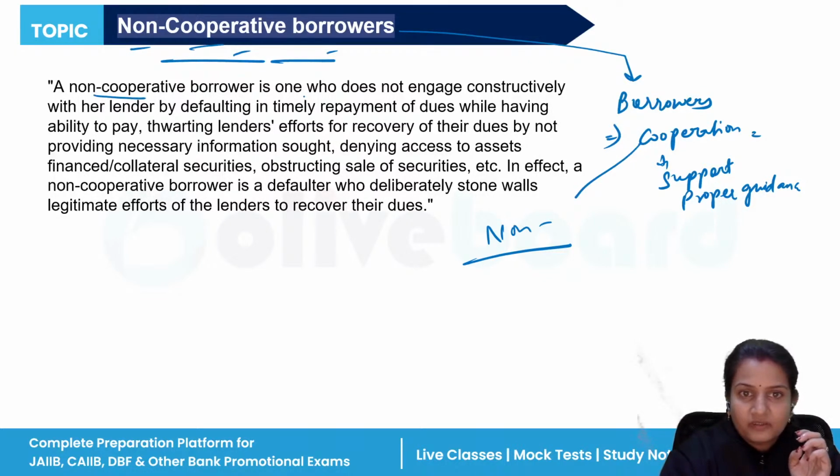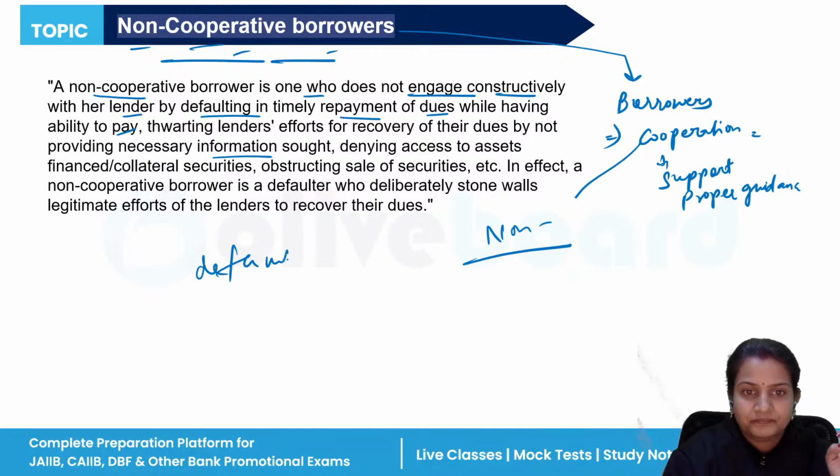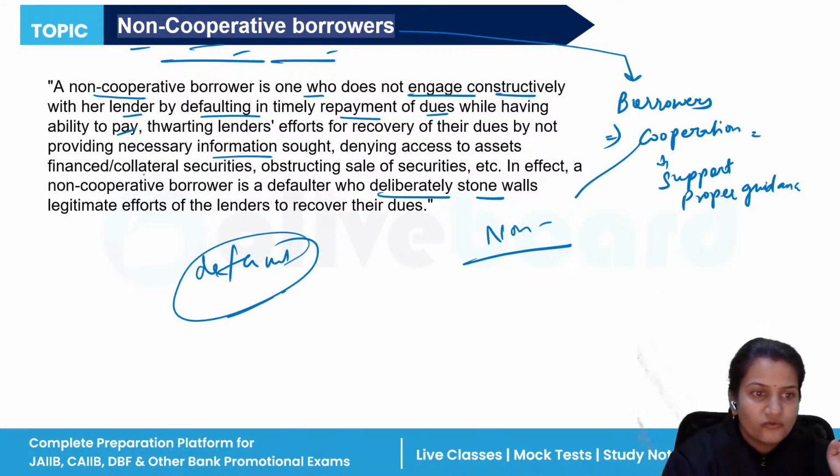A non-cooperative borrower is one who does not engage constructively with her lender, the bank, by defaulting in timely repayment of dues while having the ability to pay. They have the ability to pay, but still they are not paying. They are not cooperating with the banks by not providing necessary information, by not disclosing every piece of information, by denying access to assets, by not giving proper collateral securities, by obstructing the sale of securities. So basically this person is doing a default, who deliberately stonewalls legitimate efforts of the lenders to recover their dues.